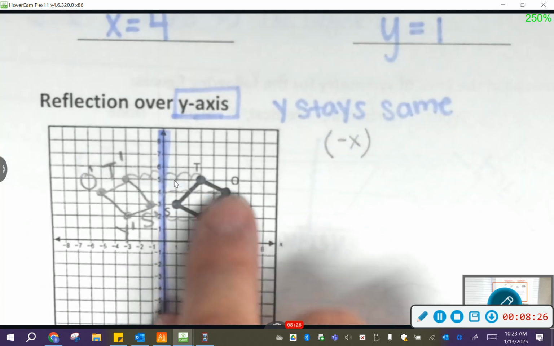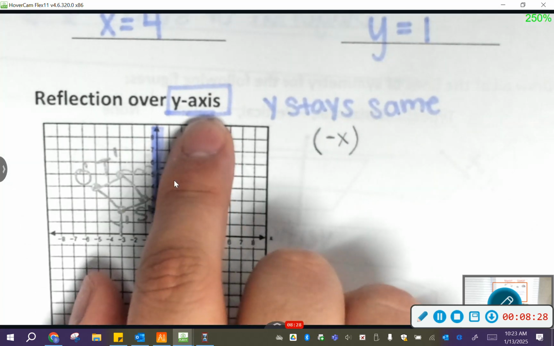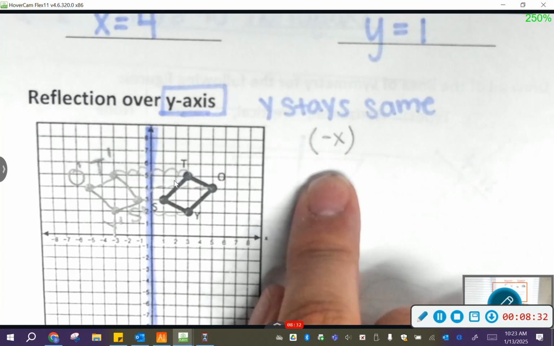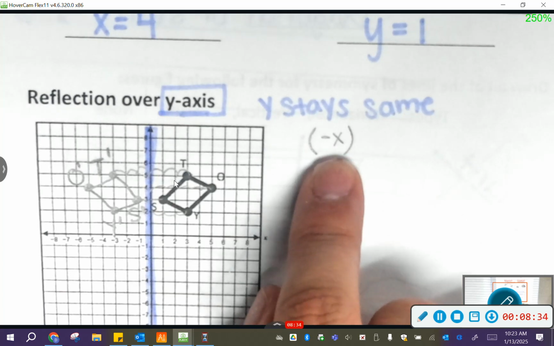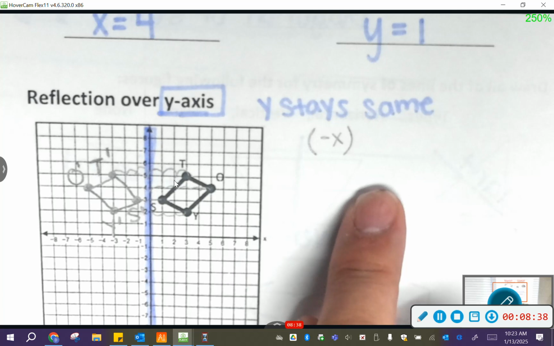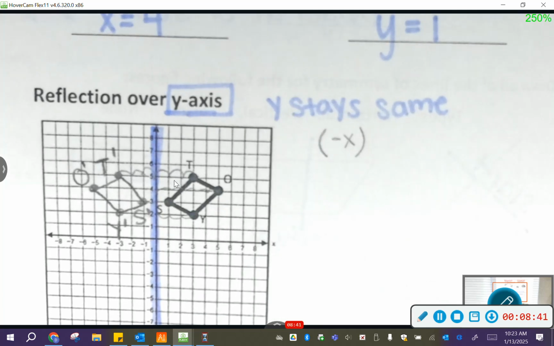Next thing I need you to add, if you reflect over the y-axis, did we write x or y stays the same? Can y'all write negative x right underneath it? Reflecting over the y-axis gives me negative x. Write that down, please.